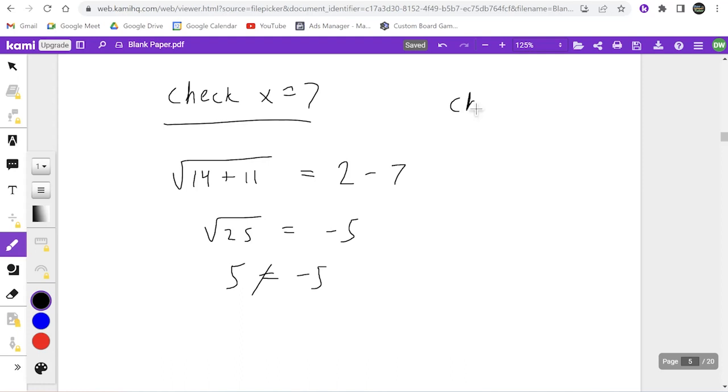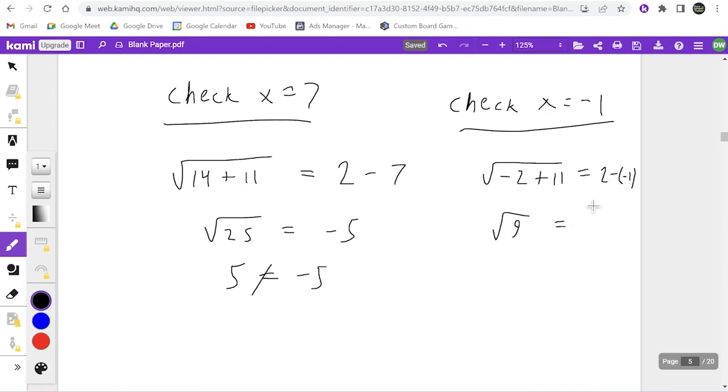And then the next one we'll try is x equals negative 1. Hopefully this will work. So we're going to get the square root of 2 times negative 1, which is negative 2, plus 11. And we want to know if that equals 2 minus negative 1. So on the left side, negative 2 plus 11 is root 9. And on the right, 2 minus negative 1 is 2 plus 1, because of the double negative, so 3. The square root of 9 is 3. 3 equals 3. Looks like we got our answer. x equals negative 1 is the only solution. Any questions on that one?